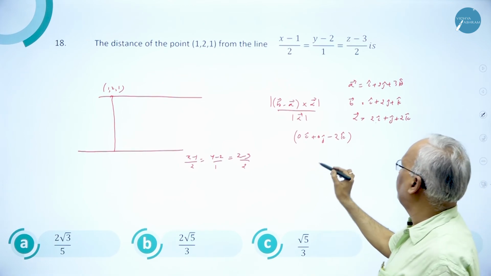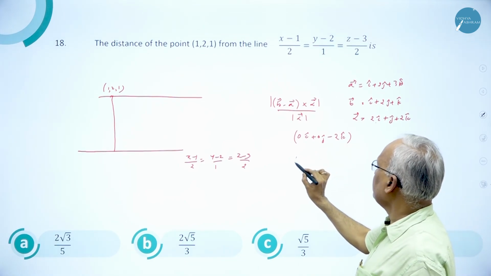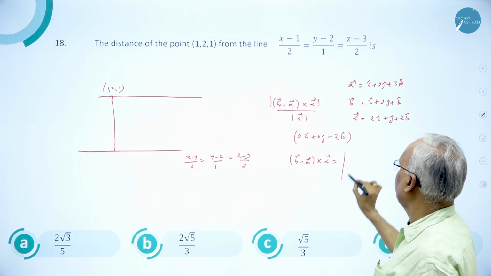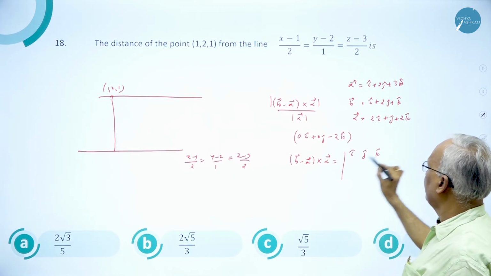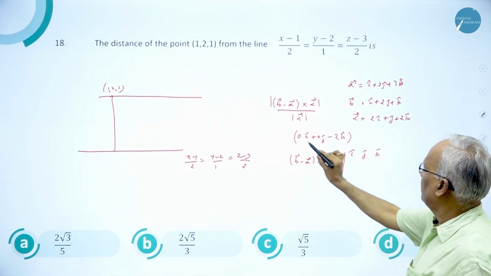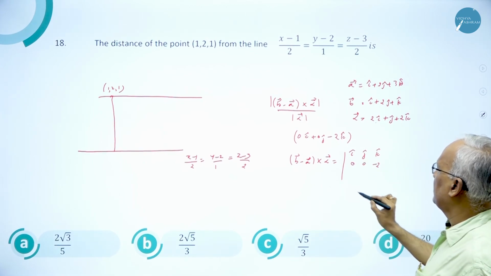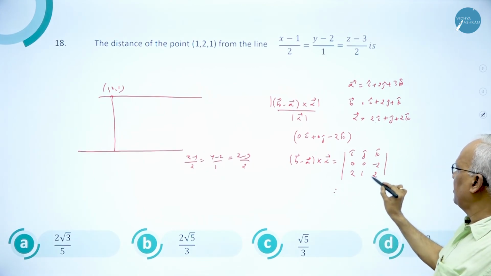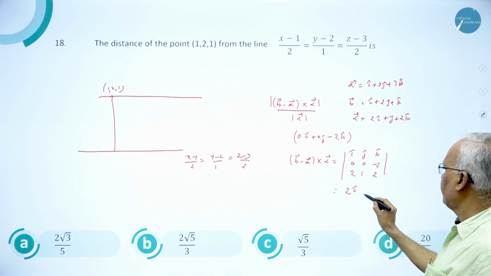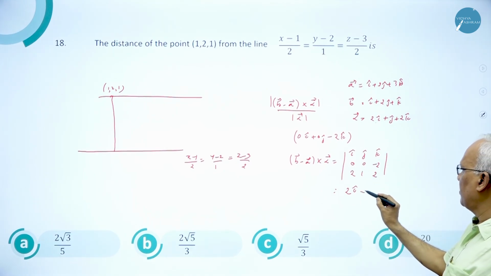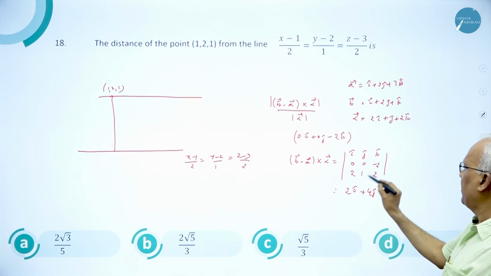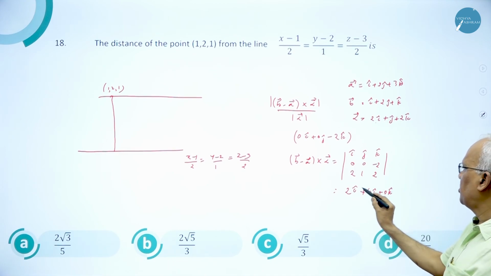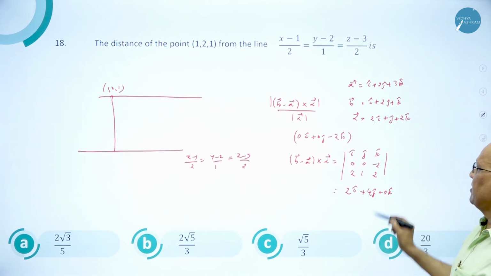Alpha is here. Therefore, b minus a cross alpha is nothing but the determinant i, j, k. B minus a components are 0, 0, minus 2, and alpha components are 2, 1, 2. Now take the cross product: 0 minus of minus 2, that is 2i, minus 0 minus of minus 4, plus 4j, and k component 0 minus 0, 0k. So 2i plus 4j plus 0k is b minus a cross alpha.